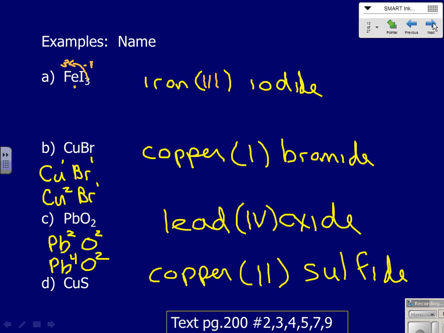Do you say that for just the ones that we listed here, copper, iron, lead, and tin, or do we do it for others? Don't do it for the main group ones. Don't do it for bromine. Don't do it for iodine. Don't do it for those guys. But yeah, tin down here, yes.